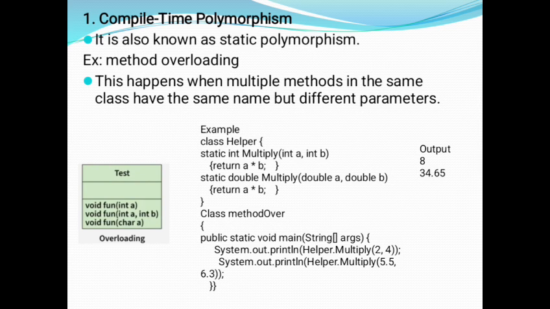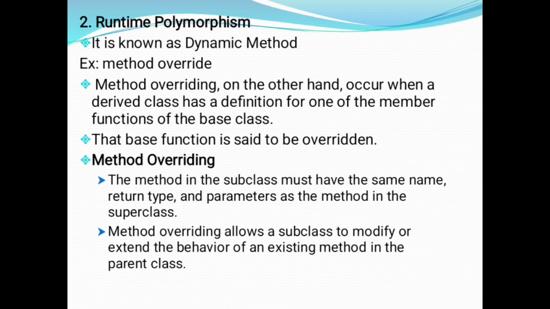Next is runtime polymorphism. Runtime polymorphism means the decision about which method will be called is made during the execution time. It is also known as dynamic method dispatch. The best example of runtime polymorphism is method overriding. Method overriding, on the other hand, occurs when a derived class has a definition for one of the member functions of the base class. That base function is said to be overridden.